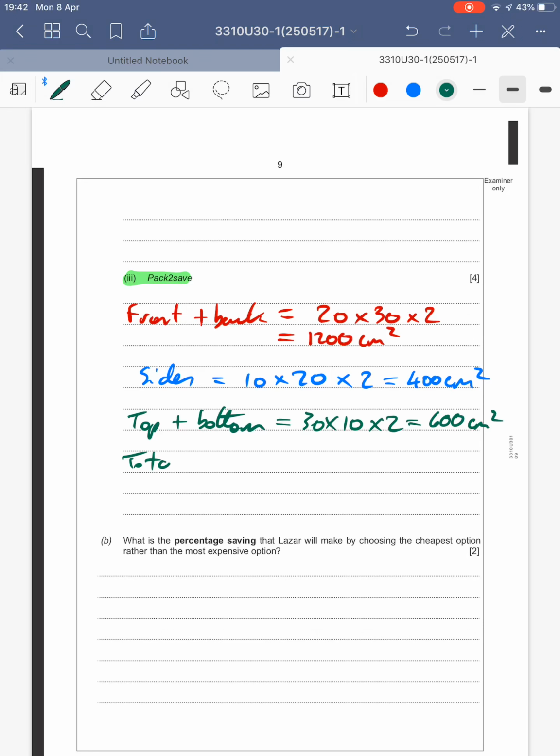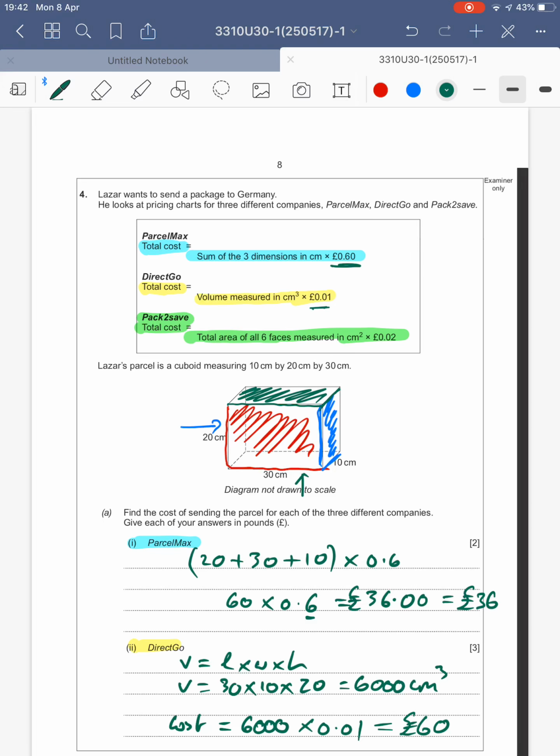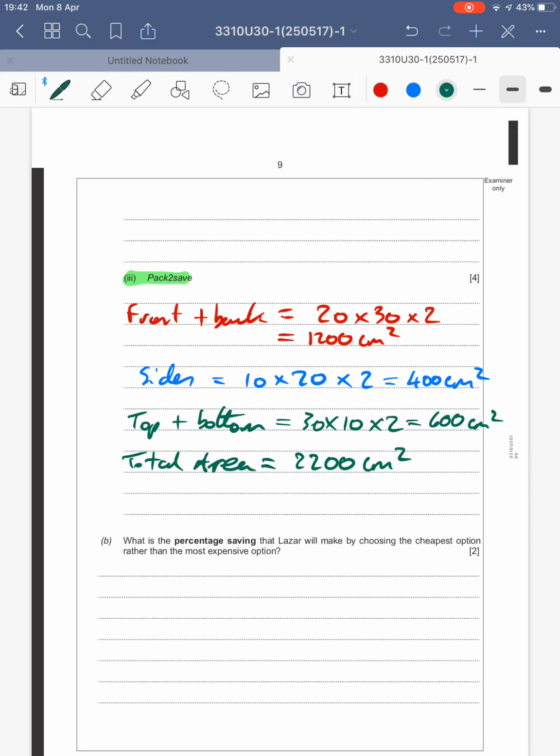So the total area is going to be 1,200 plus 400 plus 600, which is 2,200 centimeters squared. And it says, when I've worked that out, that it's the total area of the 6 faces times by 0.02. So the cost here is going to be 2,200 times by 0.02. Well, again, probably the easiest thing here is to ignore the decimal point.